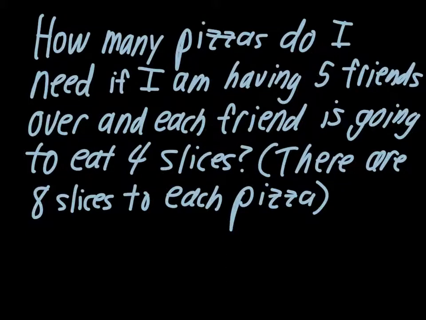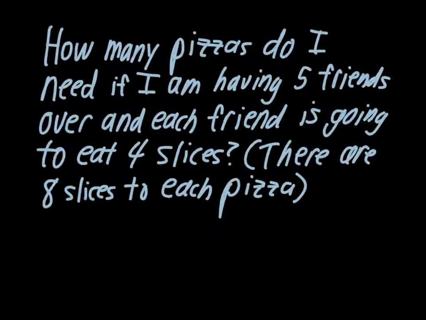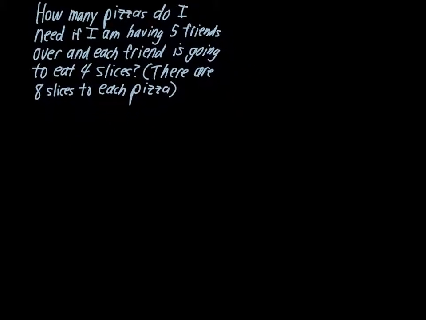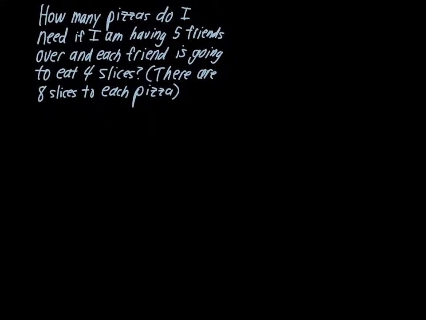So in this example, you're trying to figure out how many pizzas you need if you're having 5 friends over, and each friend is going to eat 4 slices of pizza. So I added in an extra little piece of information for you. There's 8 slices to each pizza. So to start off, now I'm going to shrink this down just a little bit. We'll blow it up again if we need it, but shrink that down and put it up in the corner to give us some room.